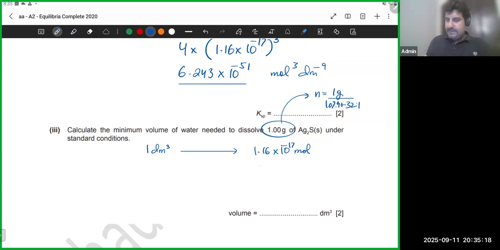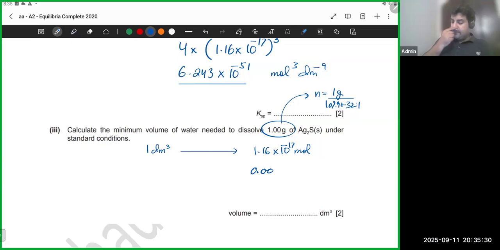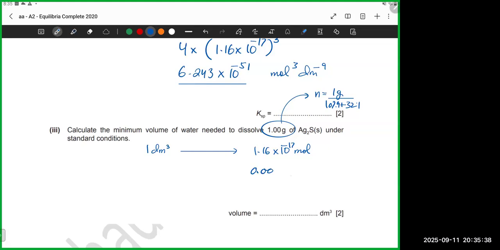So the moles I'm getting is, Ishaq, did you try this? How many moles are you getting? Wait, is it 109.9? No, 107.9, and 32.1. I think that's going to be 140, right? Yes, 140. 7.14 times 10 to the power of negative 3.